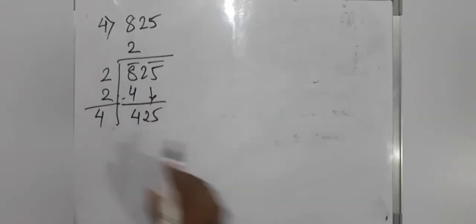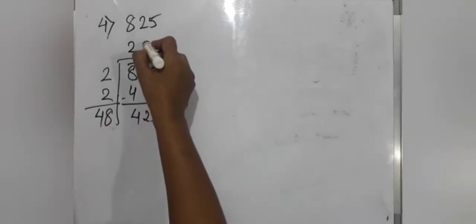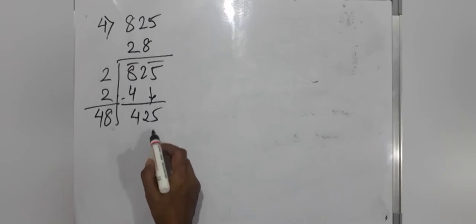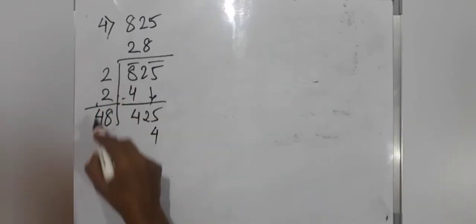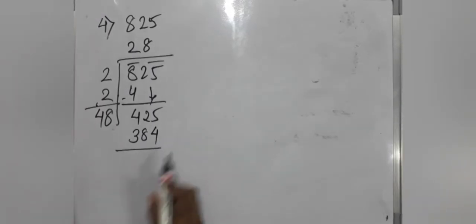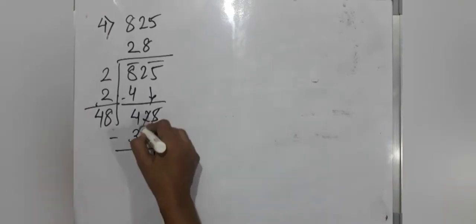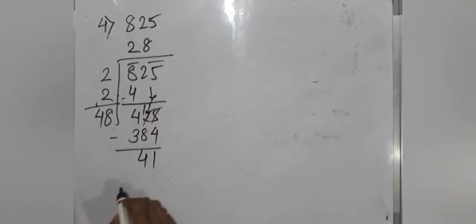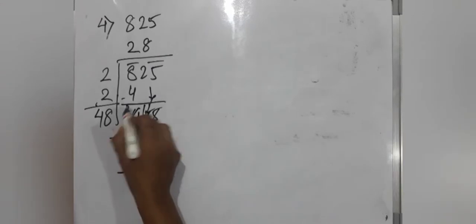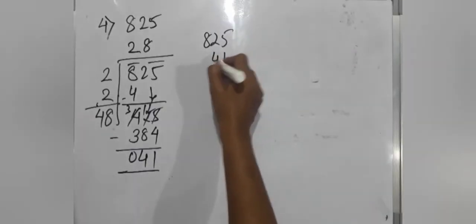2 plus 2 is 4, and let us go with the number which keeps the product less than 425. We take here 8. 48 into 8. So 8 into 8 is 64. 6 carry 4, 8 into 4 is 32 plus 6 is 38. Subtracting 384 from 425, we have 5 minus 4 is 1, 12 minus 8 is 4. So the remainder is 41. So we will subtract 41 from 825.